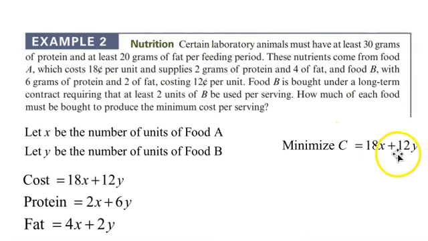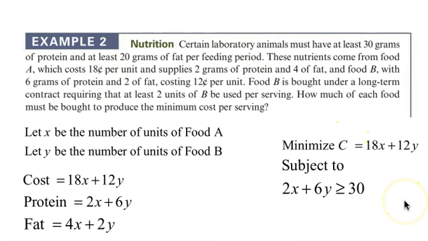So again, we're minimizing the cost, 18x plus 12y, subject to protein, 2x plus 6y greater or equal 30, and fat, 4x plus 2y greater or equal 20. But also, what does this say? At least 2 units of B per serving must be used. Units of B is the letter Y, so Y has to be greater than or equal to 2. And of course, we can't purchase negative amounts of A, so X has to be greater than or equal to 0.